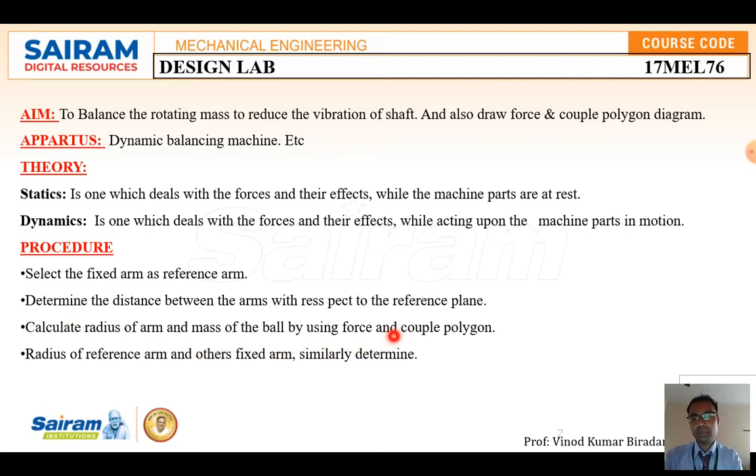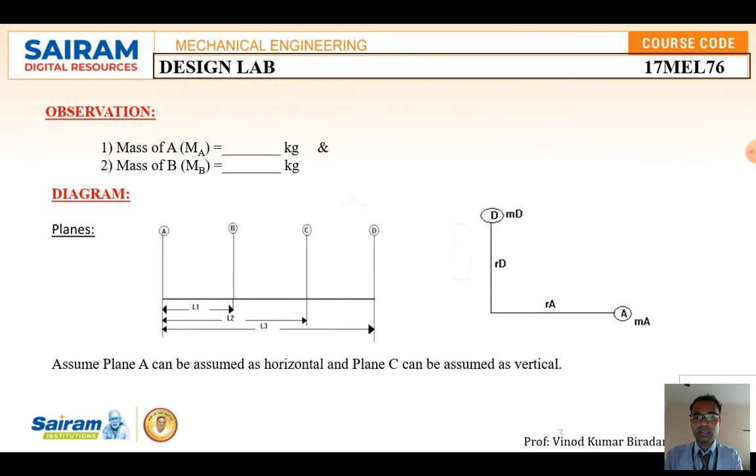Here I will show you. In the observation, the mass of A and the mass of B will be given. I will show it in the next PPT. Look at the diagram: this is the balancing of rotating masses component. Let us assume here mass A, this is mass B, and mass C and mass D.